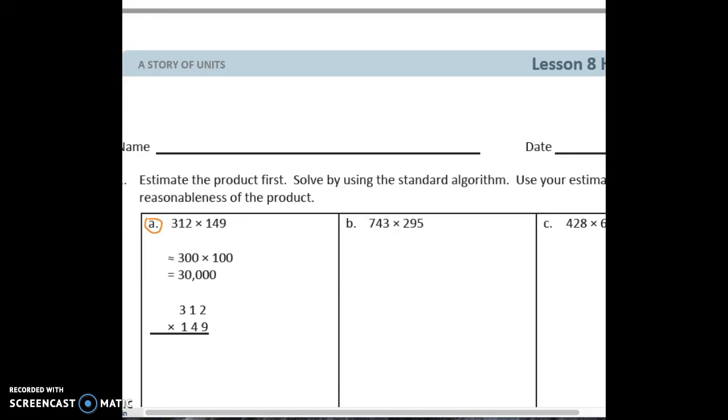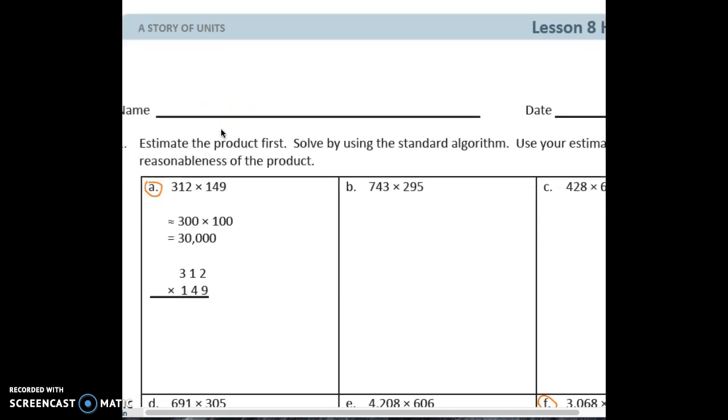Here's lesson 8 from module 2 for 5th grade, and I'm using orange ink today because it happens to be Happy Halloween Day. I'm going to go through these fairly quick.